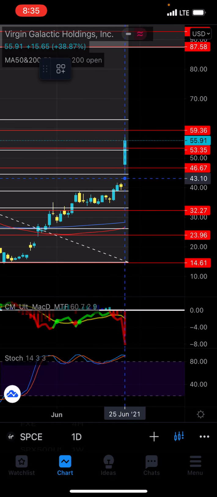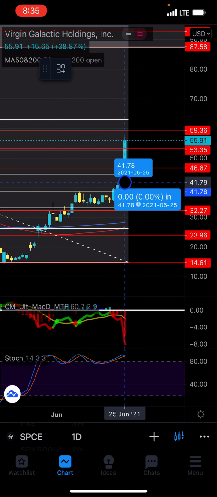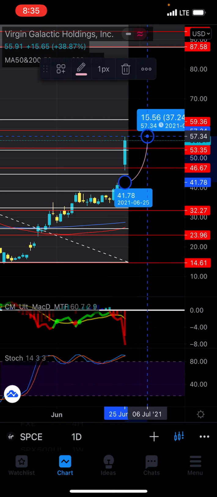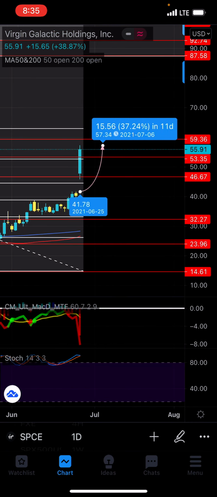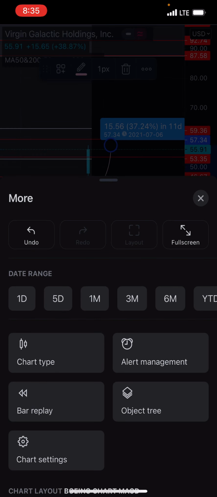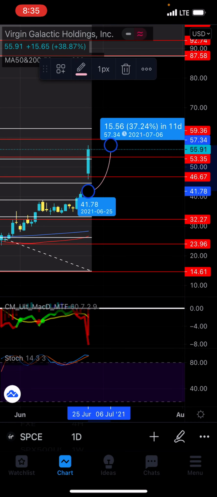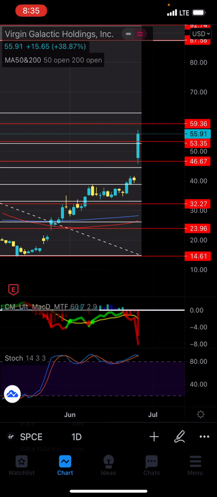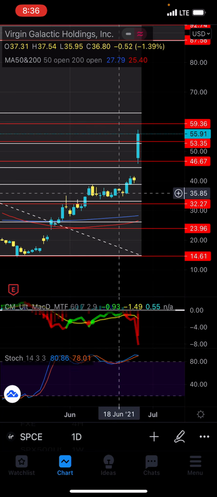Let's do it really quick. So it went up about 37%. But in a case like Space, it didn't actually break its highs. So I mean, it was just kind of trailing up on the upside, but it didn't break it.